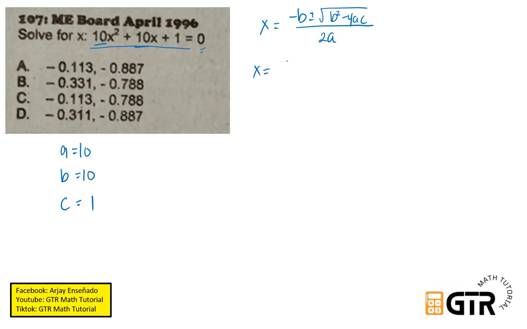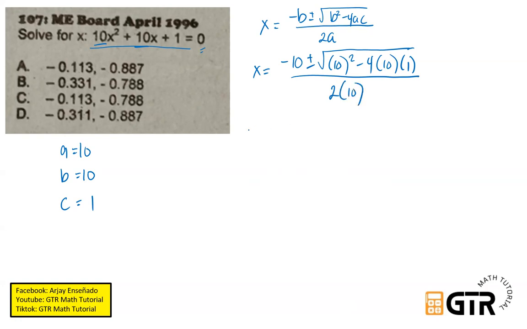X equals negative. Value of b is 10. So we have negative 10 plus or minus. So substitute lang natin dito. Ang b natin ay 10. So we have 10 squared minus 4. Ang AC natin is 10 tsaka 1. So we have 4 times 10 times 1 all over 2 times A. So again, A is 10. Okay, so simplify lang natin.